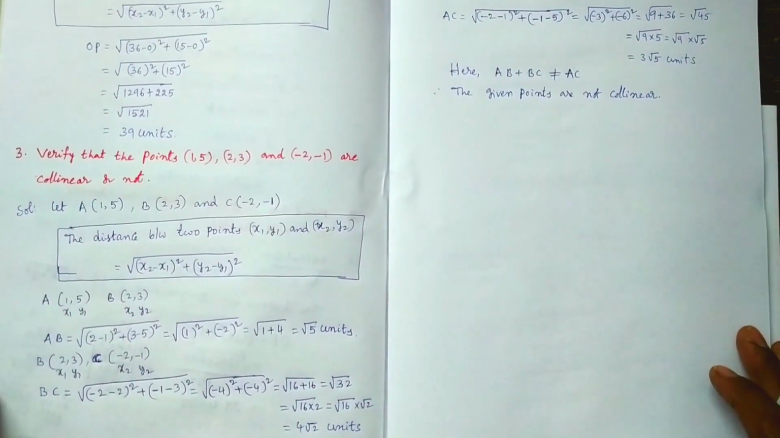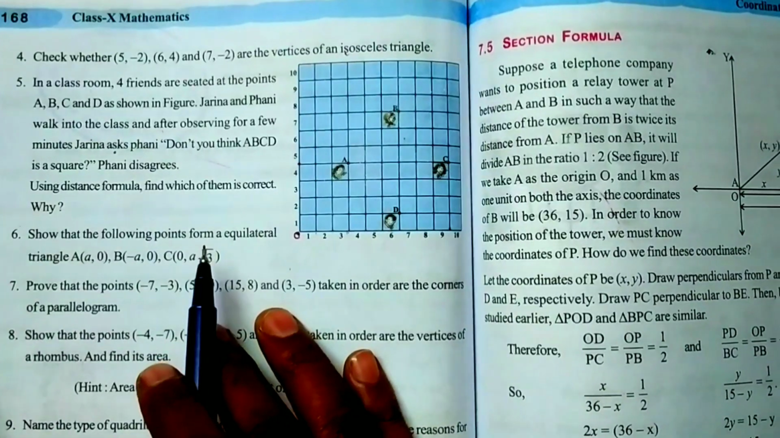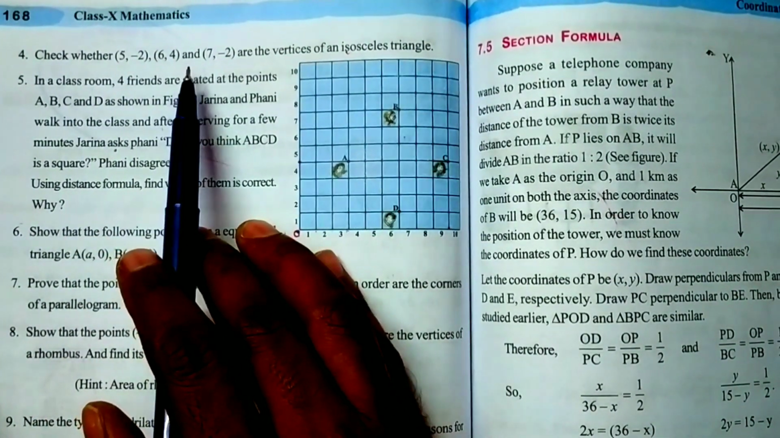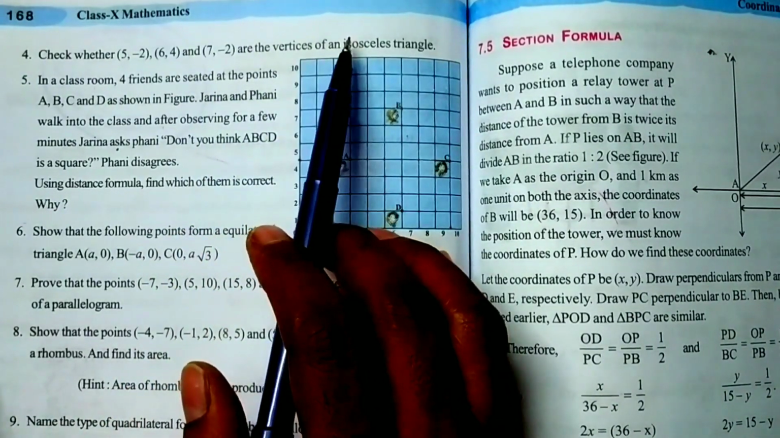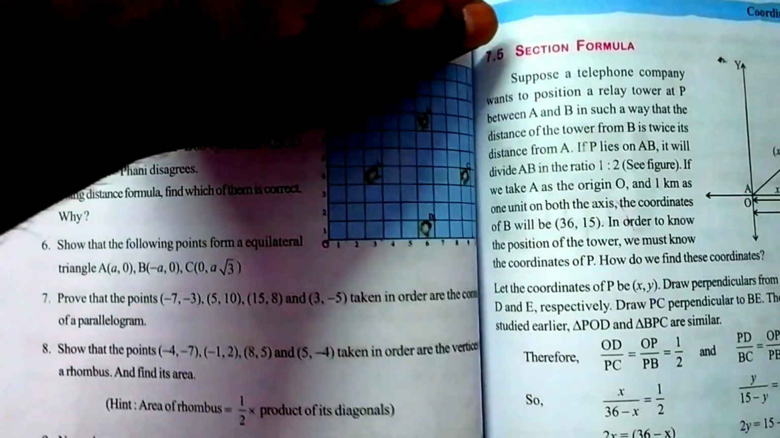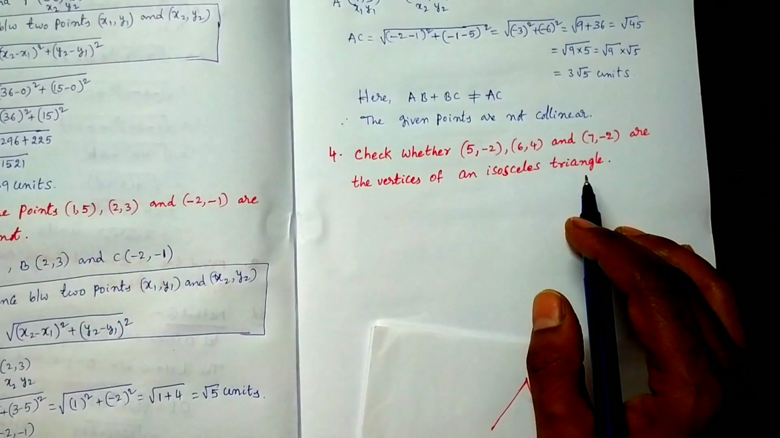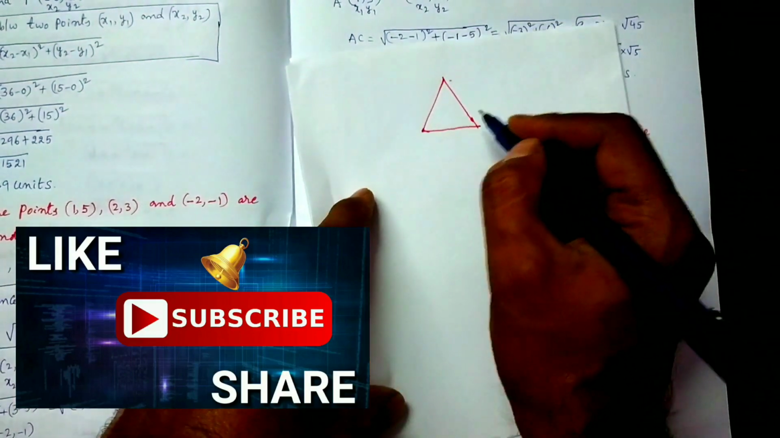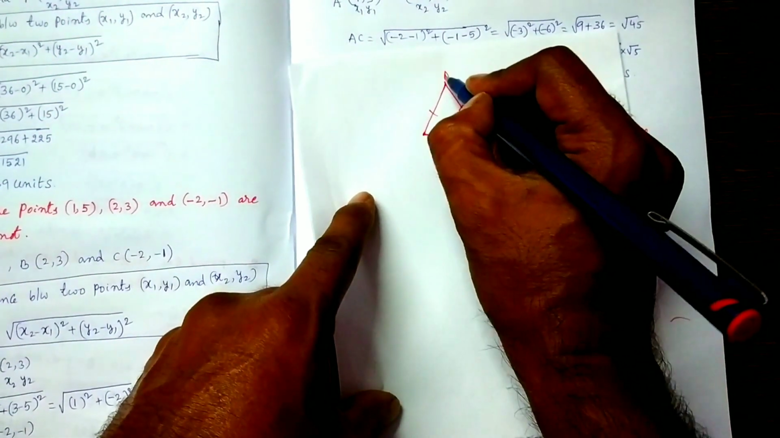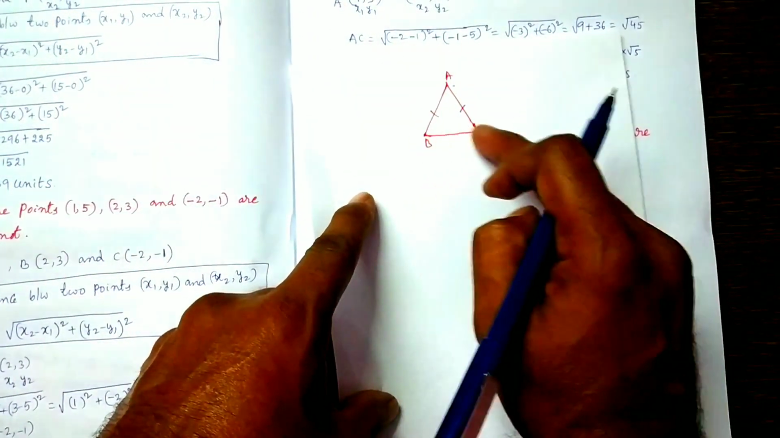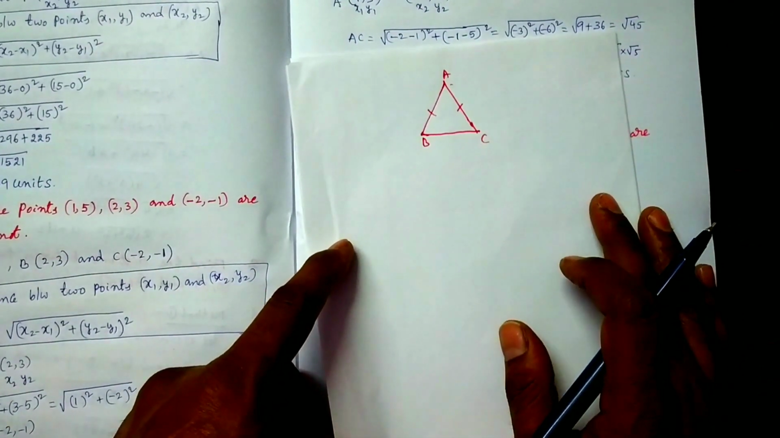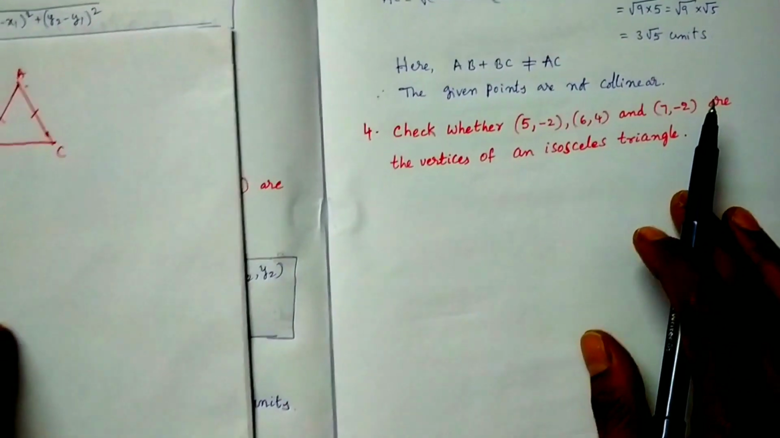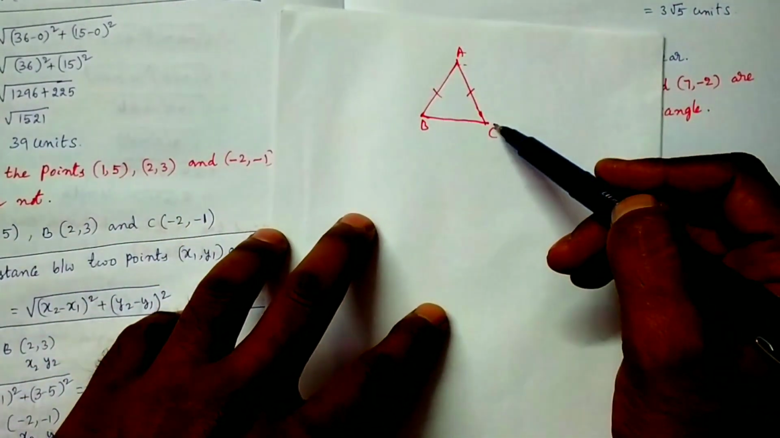So this third problem is finished. Next, problem 4. Check whether 5 comma minus 2 and 6 comma 4 and 7 comma minus 2 are the vertices of an isosceles triangle. What is meant by isosceles triangle? Isosceles triangle means, in a triangle, if any two sides of this triangle are equal, then this type of triangle is isosceles triangle. Let these vertices be ABC, and we have to find the lengths of AB, BC and AC.